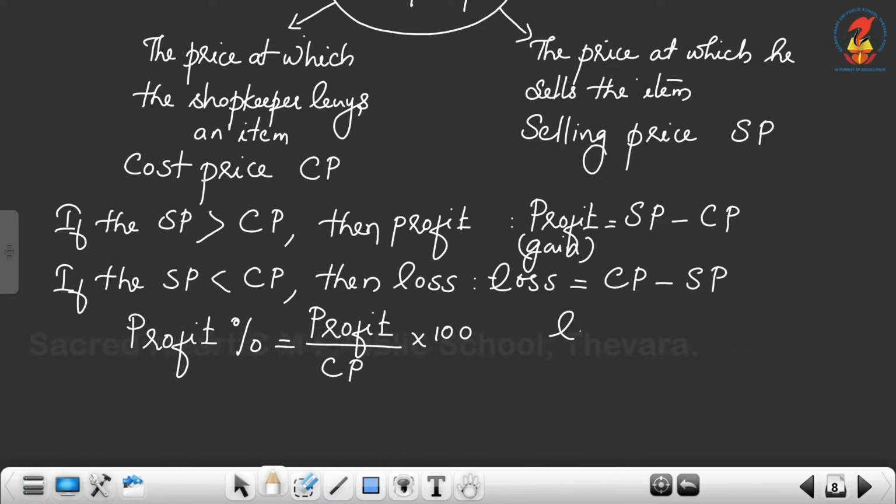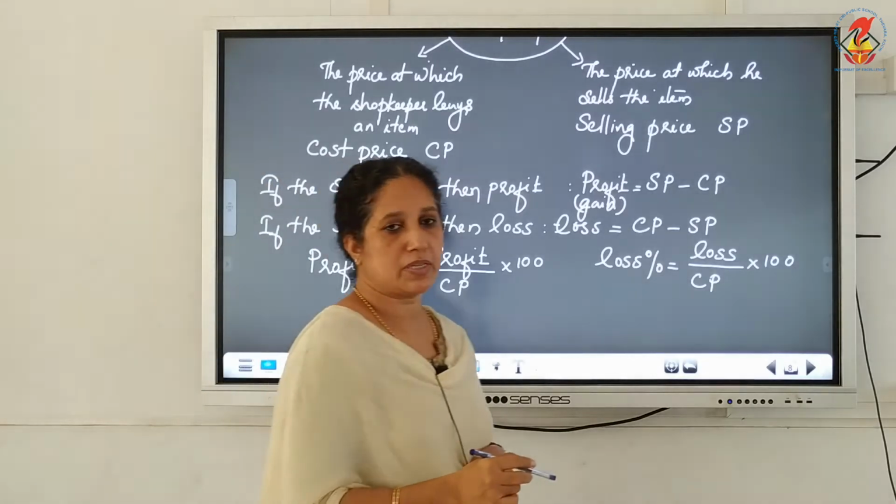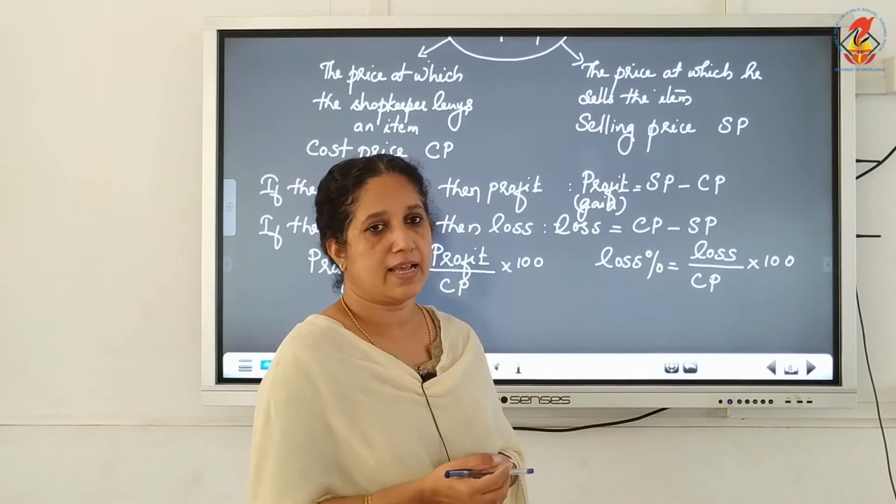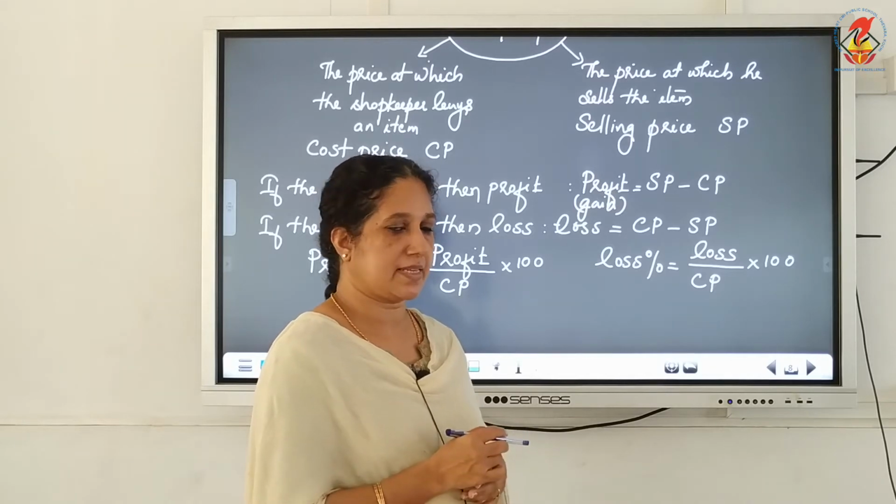Similarly, we can find out the loss percentage also. Loss percentage is equal to loss divided by cost price into 100. So profit and loss depend upon the cost price. We have to calculate it on the cost price, and we will get the corresponding percentage.